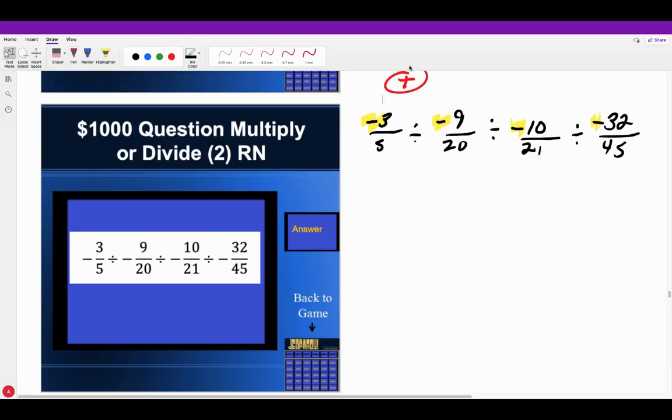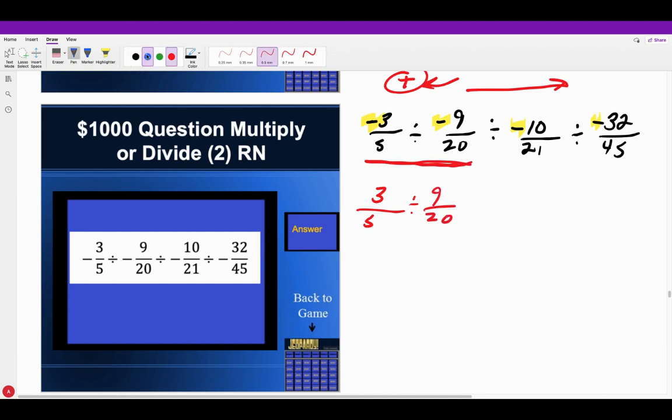So I'm not going to worry about my signs anymore, and I'm just going to go ahead and work through these problems as if they're all positive, and I know my answer is going to be positive at the end anyway. Now, this is all just division. If it was multiplying and dividing, remember, we go left to right. So I'm just going to go ahead and go left to right as we answer this. So the first number I'll do is 3 over 5 divided by 9 over 20.